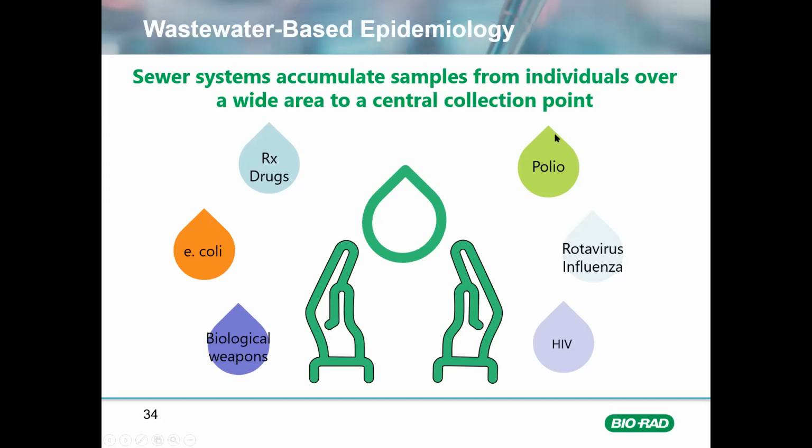Because of this, groups have been looking at various pathogens such as polio, influenza, HIV, also looking at the presence of E. coli, as well as even prescription drugs and biological weapons. It's for this reason that several groups have started to use ddPCR as well as qPCR to look for the detection of SARS-CoV-2 in the population.